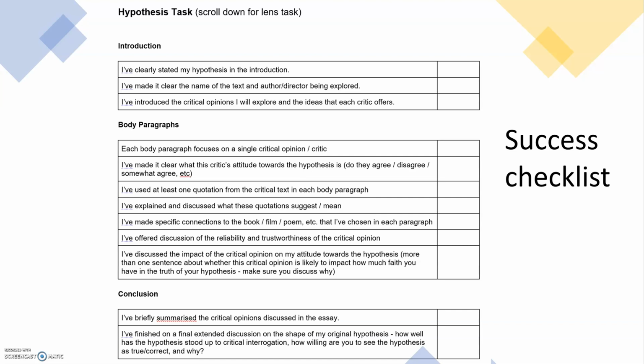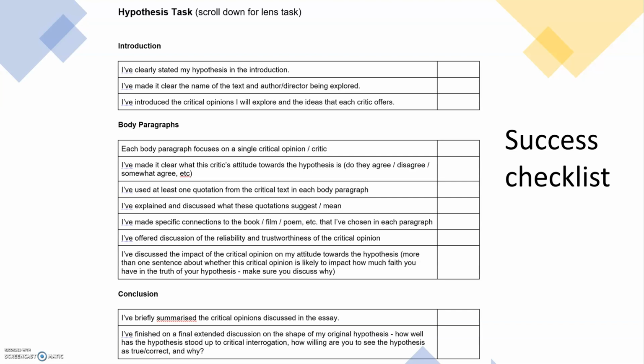We need to see that evidence. You will then need to explain and discuss what the quote actually means, and you need to make some specific connections to the book or the film or the poem, whichever one you've studied in this critical text internal. You then need to discuss a little bit how reliable and trustworthy those sources are. This bit can also be done in the log of your sources, and so at some point you will have to have done it, but if it doesn't make it into the report, as long as you've got it in your log, that will be fine. You will add a layer of complexity if you put it in your report, and so you might as well. You also need to discuss the impact of the critical opinion on your attitude towards the hypothesis.